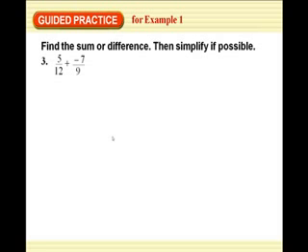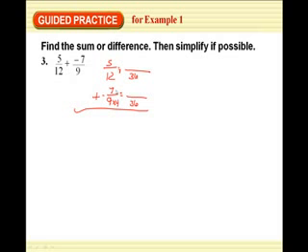Okay, 5/12 plus -7/9. All right, 12 and 9. What's a good common denominator for 12 and 9? 24, no. 12, 36. 36. Kind of helps if you know your facts, right? 9 times 4 is 36.